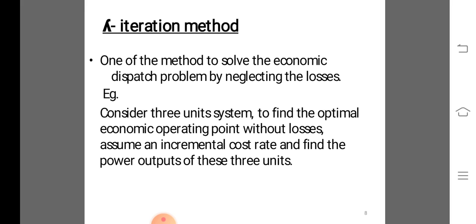That is, we could assume an incremental cost rate lambda and find the power output of each of the three units for this value of incremental cost. Of course, our first estimate will be incorrect. If we have assumed the value of incremental cost such that the total power output is too low, we must increase the lambda value and try another solution.